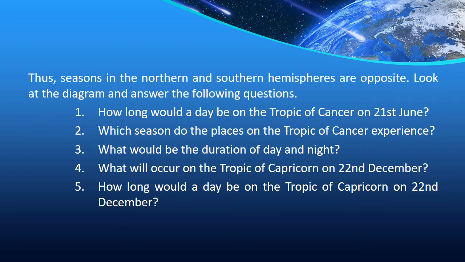Thus, seasons in the northern and southern hemispheres are opposite. Look at the diagram and answer the following questions. How long would a day be on the Tropic of Cancer on 21st June? Which season do the places on the Tropic of Cancer experience? What will be the duration of day and night? What will occur on the Tropic of Capricorn on 22nd December? How long would a day be on the Tropic of Capricorn on 22nd December?